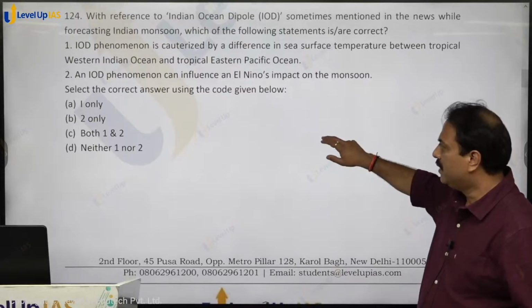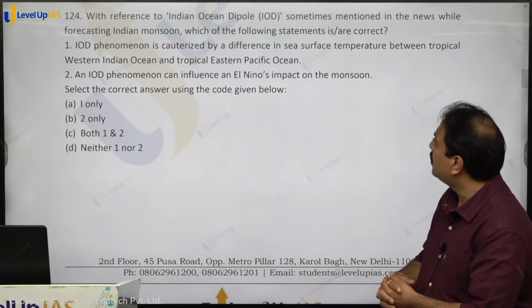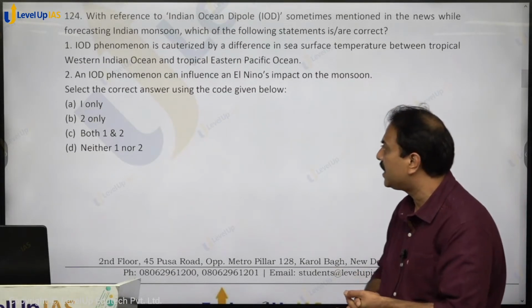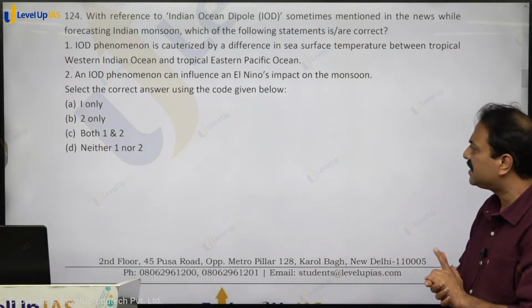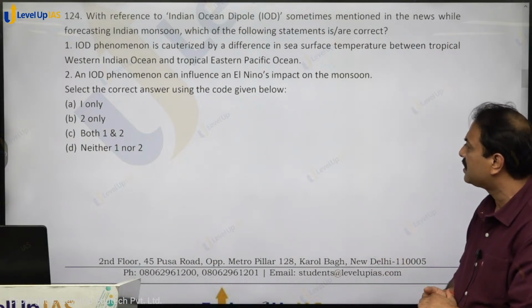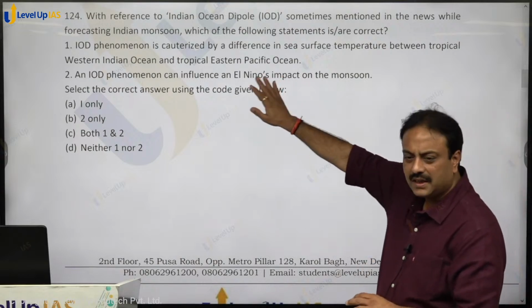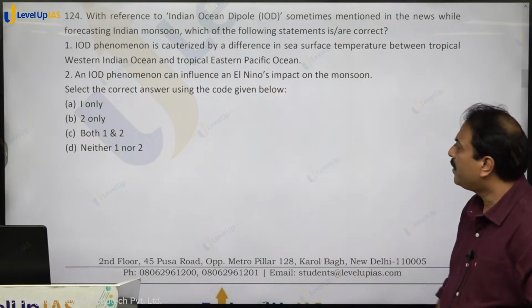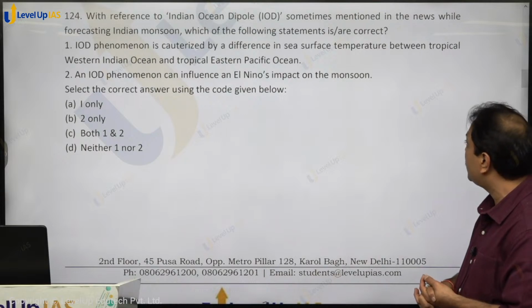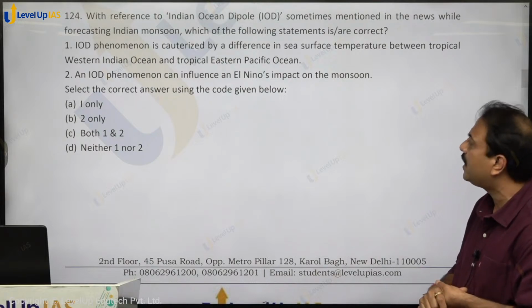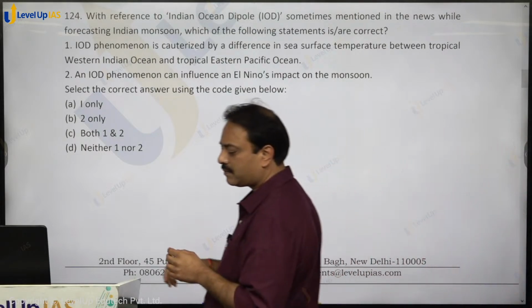B for boy. With reference to Indian Ocean dipole, sometimes mentioned in the news while forecasting Indian monsoon, which of the following statements is correct? IOD phenomena should be categorized, it is some misprint over here. IOD phenomena is categorized by a difference in sea surface temperature between tropical Western Indian Ocean and tropical Eastern Pacific Ocean.